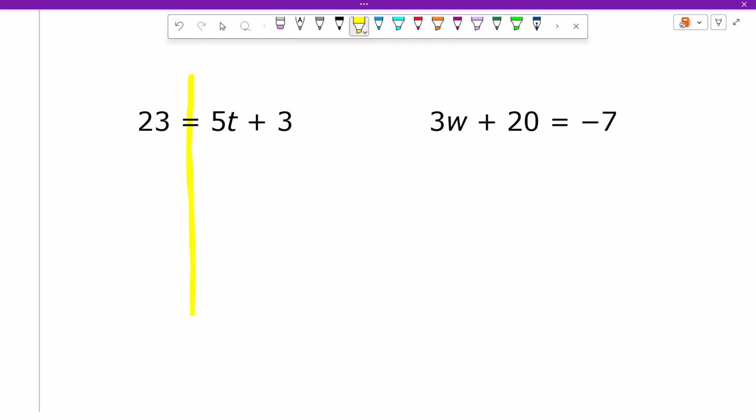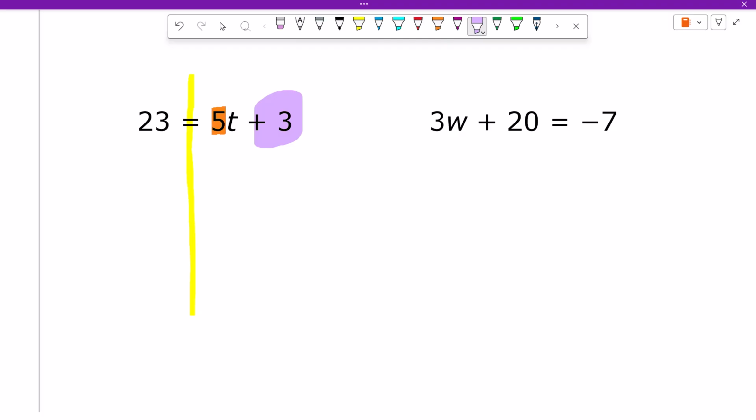This says our two sides have the same value. We have the left side, we have the right side, they have the same value, and our goal is to figure out the value of the letter. So remember, we cover up the side that doesn't have the letter. And then there's two numbers here, a 5 and a 3, and we need to get rid of both of those numbers.